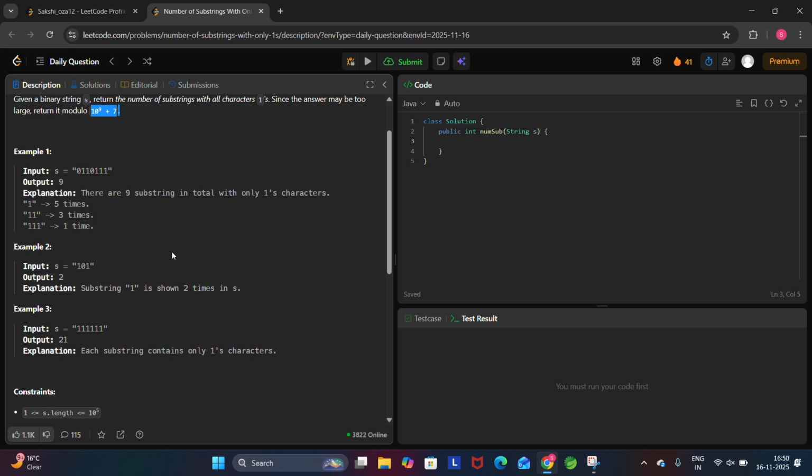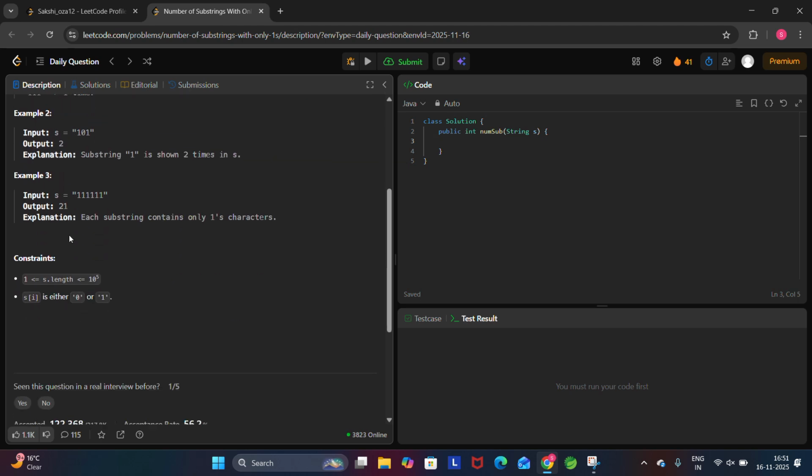Now let us understand this better. Let's look at the very first string that is given to us, which is 0 1 1 0 1 1 1. We are asked to count all continuous stretches of ones and then count all possible substrings inside each stretch. Whenever we have a block of n consecutive ones, it contributes n times (n plus 1) divided by 2 substrings. In this example we have a single one, then two ones, and then three ones. So the contributions are 1, then 3, then 6, which gives us a total of 9. So our output is 9.